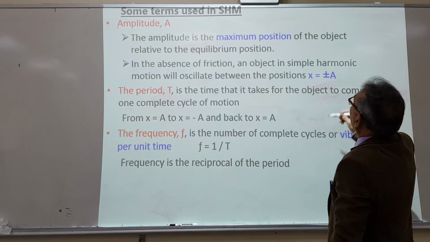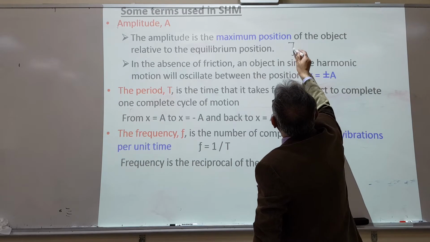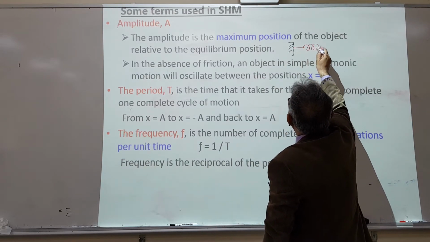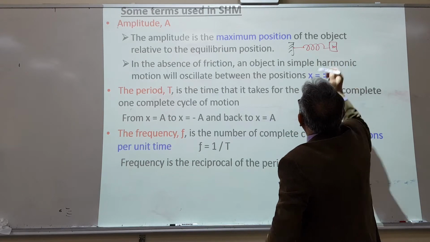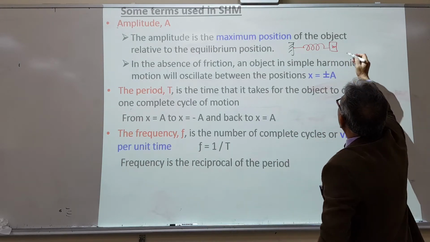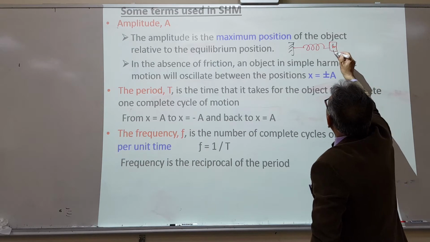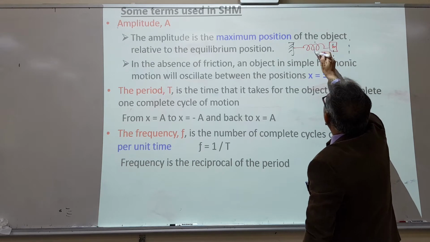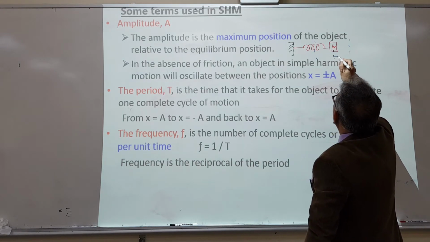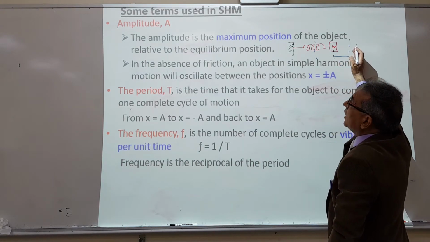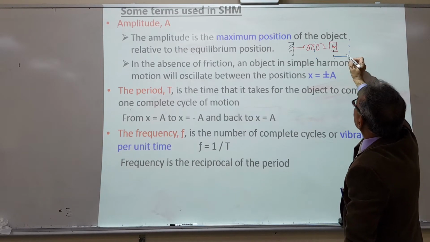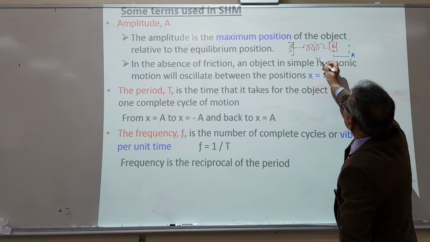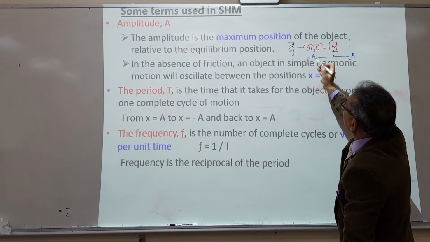Amplitude A means, if you have, for example, a spring attached to a block of mass m, it goes to this side and then this side. Once you go there, the maximum position is called A, amplitude. Here you have minus A.